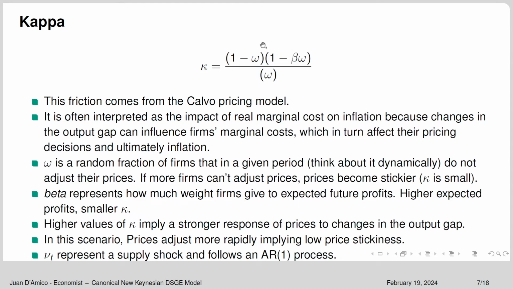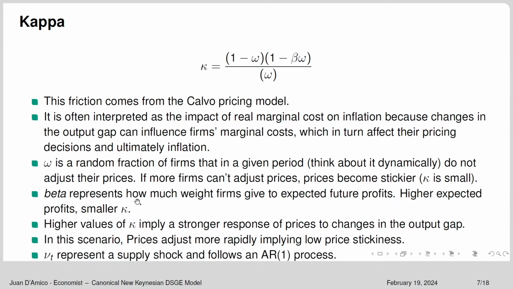Now, what is this omega? Well, we call omega a random fraction of firms that in a given period do not adjust their prices. So the Calvo pricing model is a dynamic model. We have to think about this as turns where firms are adjusting their prices. Maybe in the first turn, maybe in the first scenario, the firms do not modify their prices, but maybe in the second stage, they will be modifying their prices.